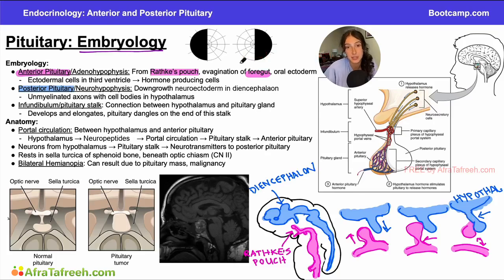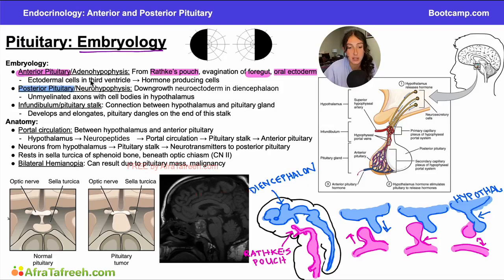Because of the two different embryological roots of the anterior and the posterior pituitary, they're going to have different cell types as well. So our anterior pituitary that came from Rathke's pouch, that evagination of the foregut, is going to contain oral ectoderm. And that should make sense, because the foregut is going to create our entire digestive tract from our mouth to our anus, and of course our pituitary is closer to our mouth, so it should make sense that our anterior pituitary coming off of Rathke's pouch will be oral ectoderm.